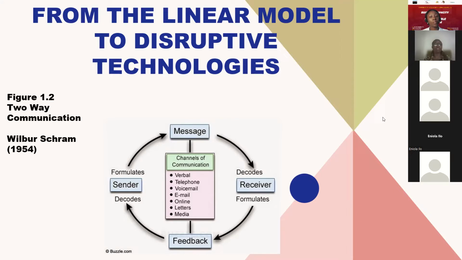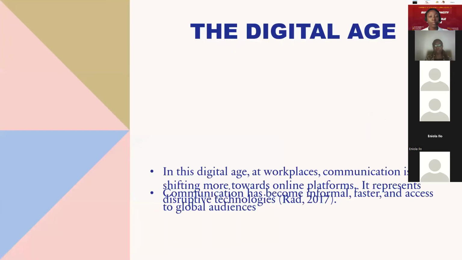And so the channels of communication in a two-way model will be things like verbal communication. If I was meeting you face to face, maybe in a conference scenario, like what is going to happen in Hamburg, or it will be a telephone conversation or a voicemail or using an email, online platform, letters in the media, and the channels go on depending on the context of communication.